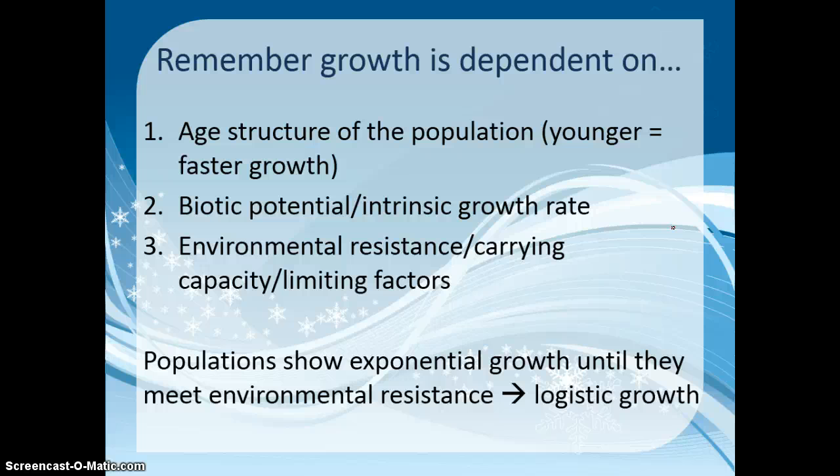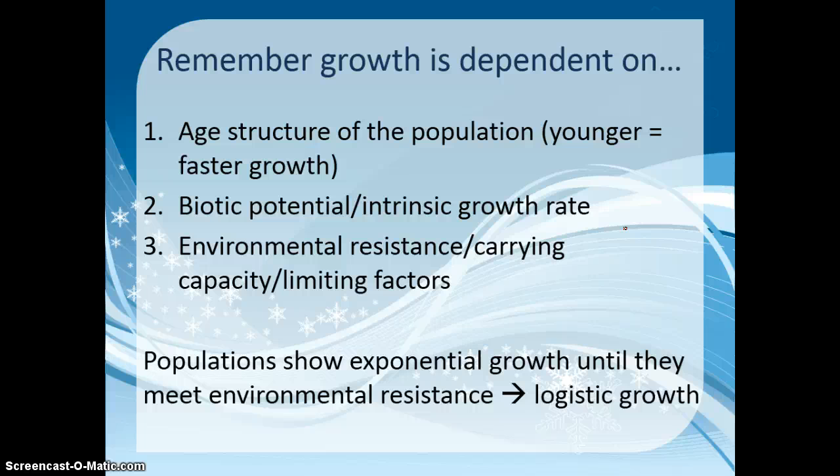The age structure of the population, remember from last time we said the younger the population, the faster it's going to grow. The population's biotic potential, remember that's like the biggest size it can possibly be, and the fastest growth rate it can possibly have is called the intrinsic growth rate, and that's based on what's available in the environment, how fast the species reproduces, that kind of thing.